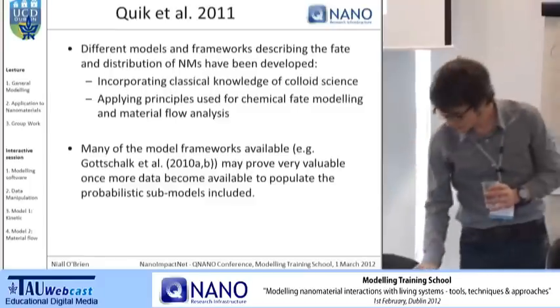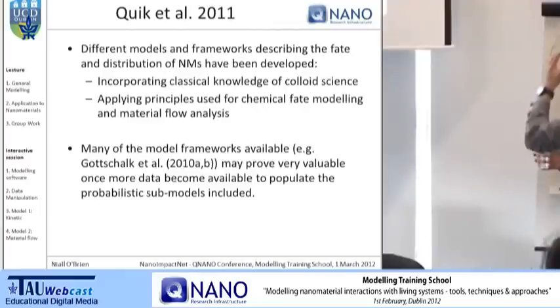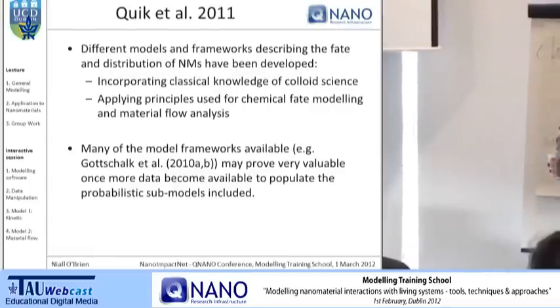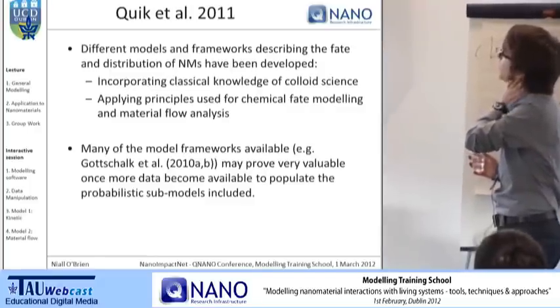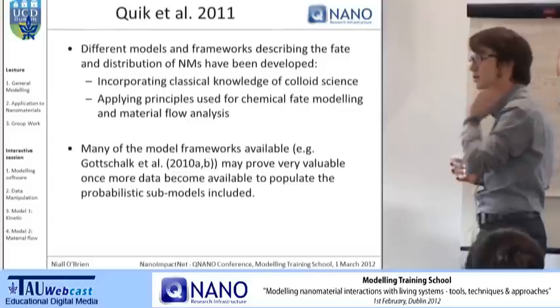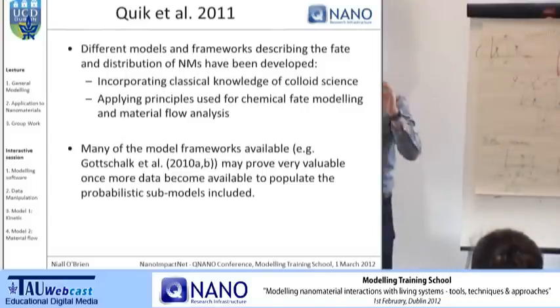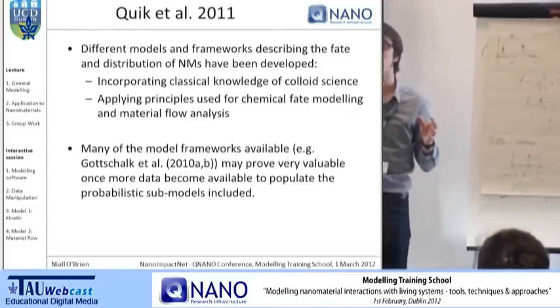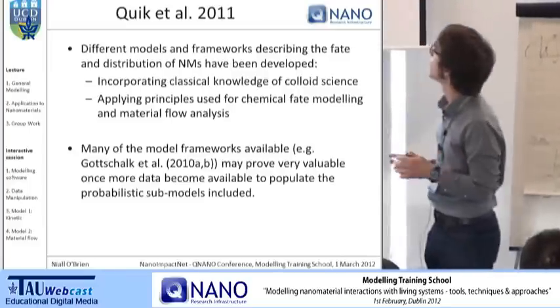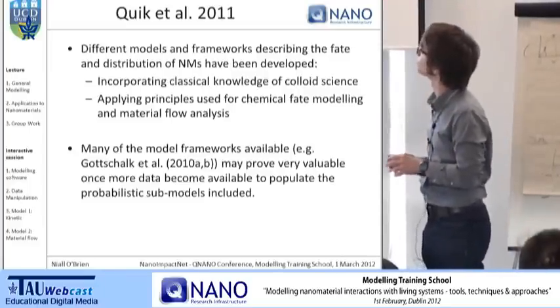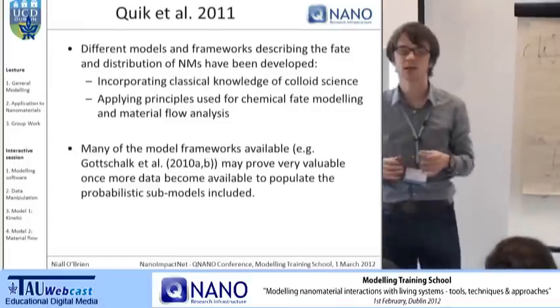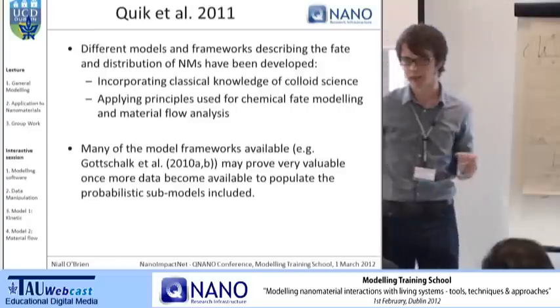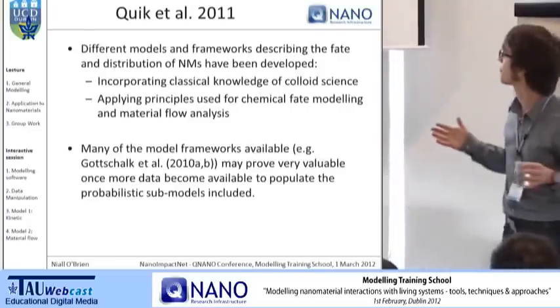So, Quick et al., 2011, mentioned a few different models and frameworks that describe the fate and distribution of nanomaterials. Some of these incorporate classical knowledge of colloid science, so they try to populate existing kinetic equations with nano-specific data. Others applied principles from chemical fate modeling and material flow analysis: the flow from one compartment to the other, how likely this is, and what range this is going to be in.